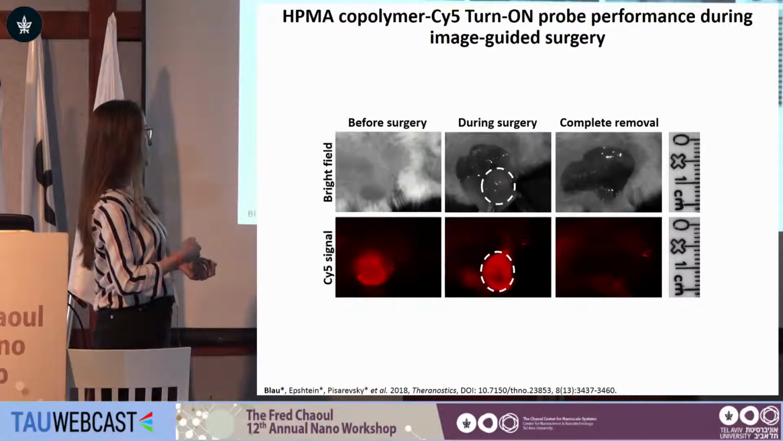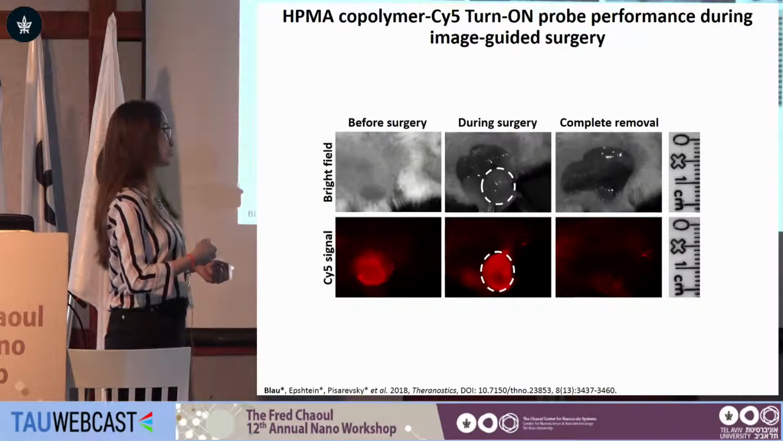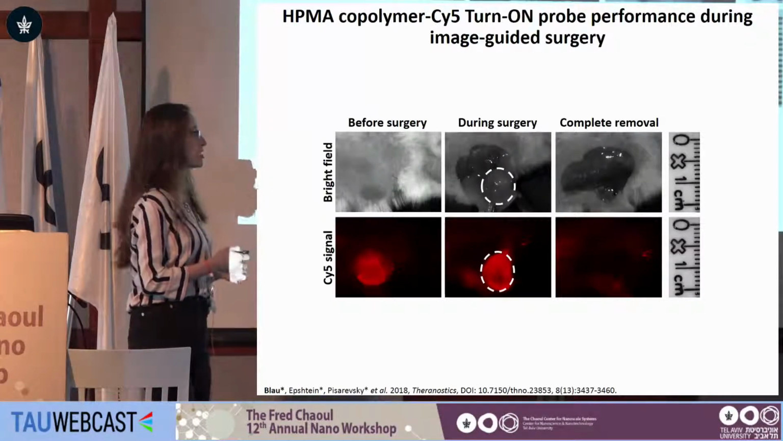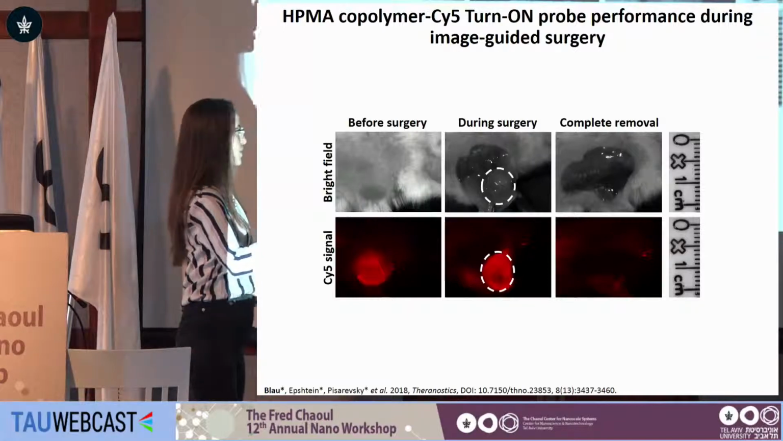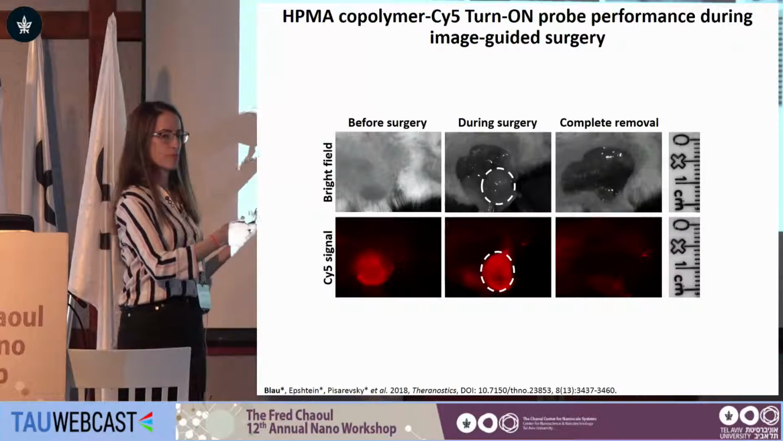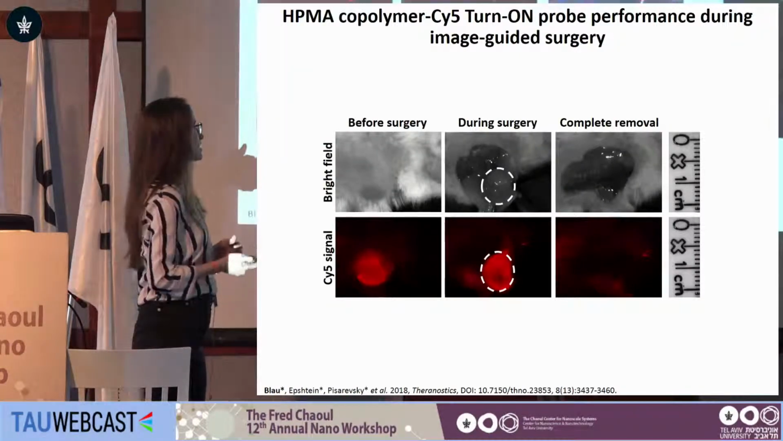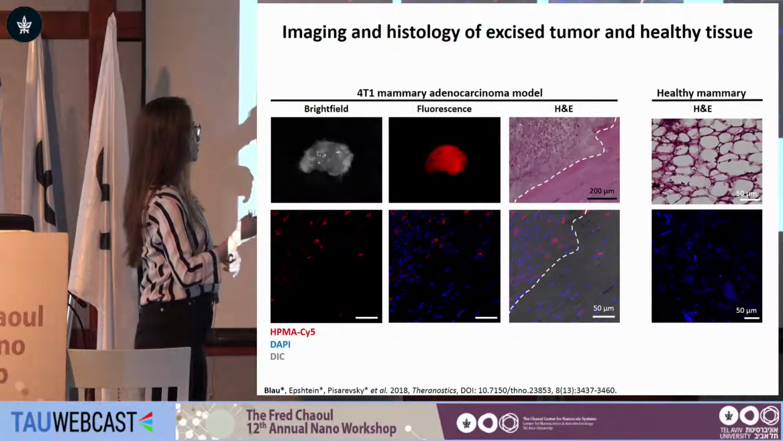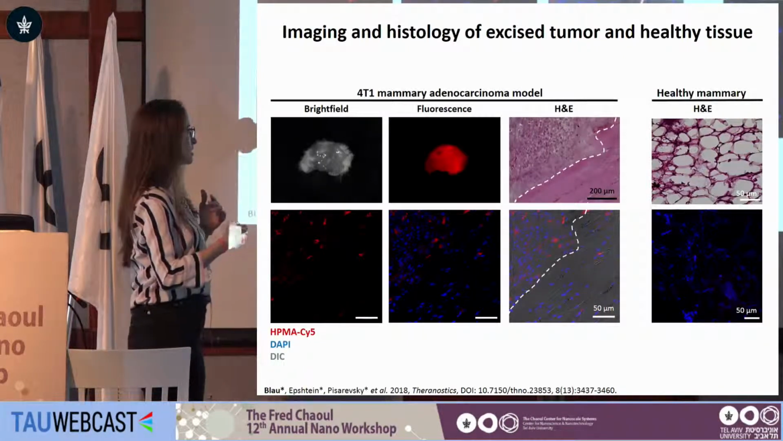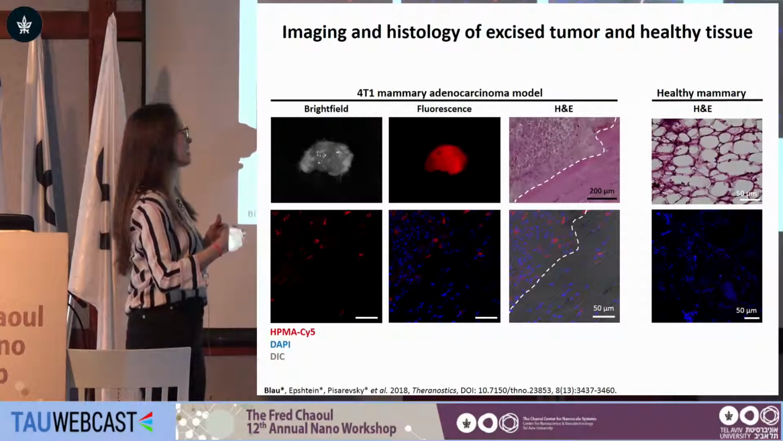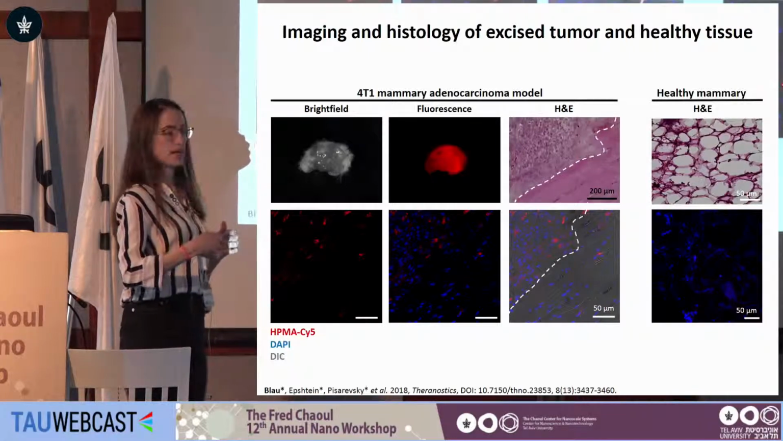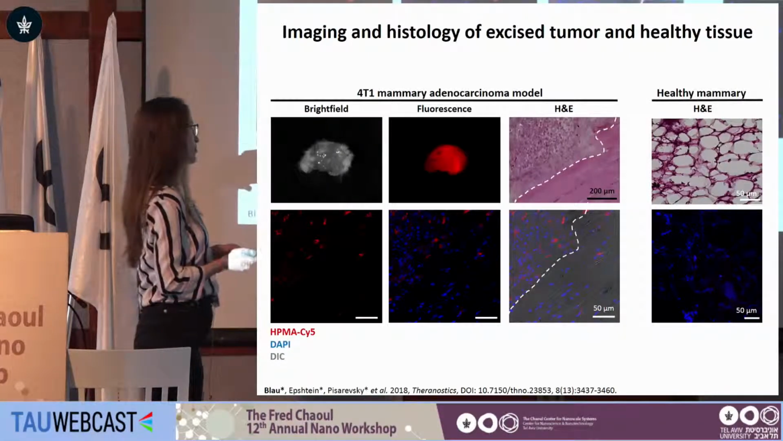And indeed, we could clearly see the tumor before surgery, detect its boundary during the whole surgical procedure until it was completely removed, which was indicated by the background fluorescence signal. We could see the tumor glowing with our probe in the section, in the areas of the tumor that were highly fluorescent in comparison with healthy mammary that barely showed the fluorescent signal of our probe.